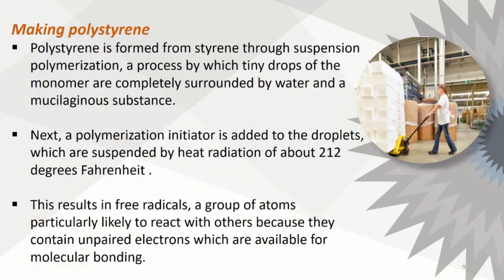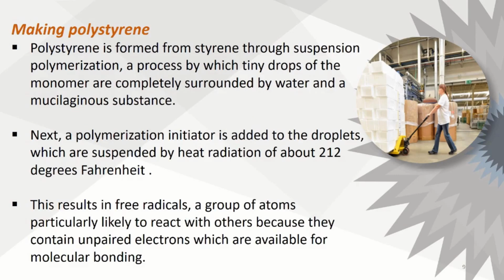The next step is making polystyrene. Polystyrene is formed from styrene through suspension polymerization, a process by which tiny drops of the monomer are completely surrounded by water and a stabilizing substance.